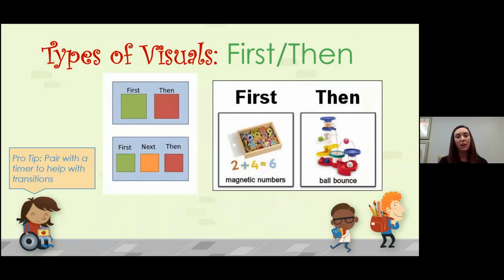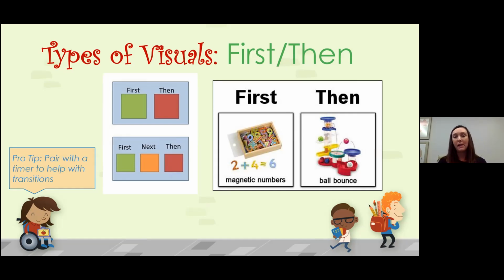So if your child has trouble, that example of transitioning away from a tablet, you might use a first and then for that. First you play tablet, then it's time to eat dinner. So it can help us with those transitions as well as managing a behavior. Our friend over here has a pro tip for us that if you pair your first and then board with a timer, you will see wonderful results.